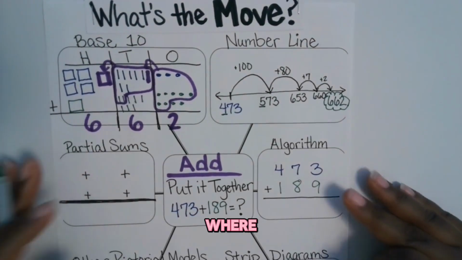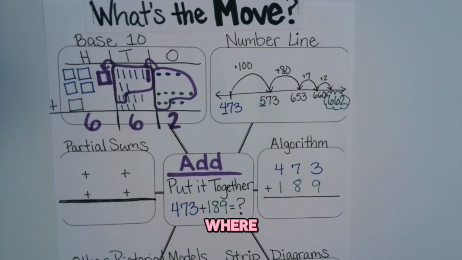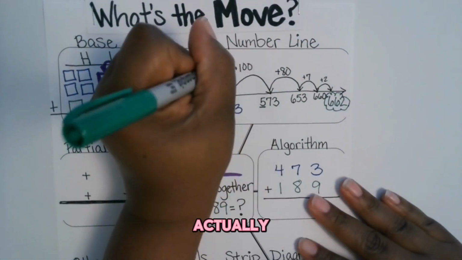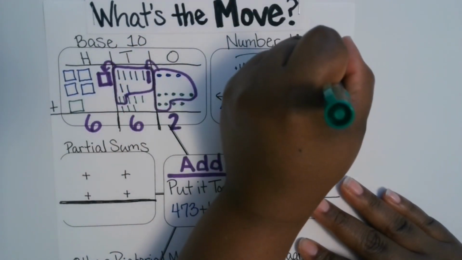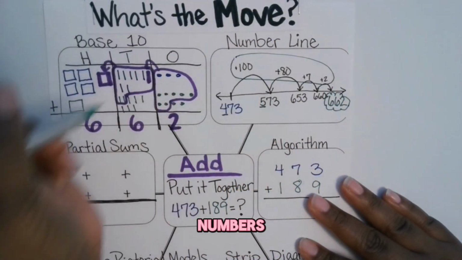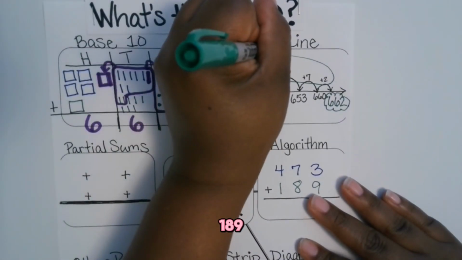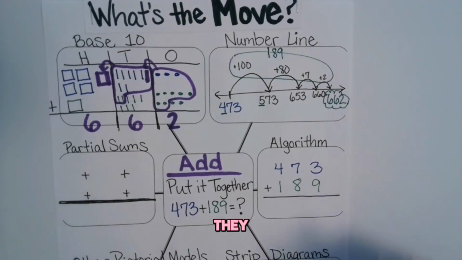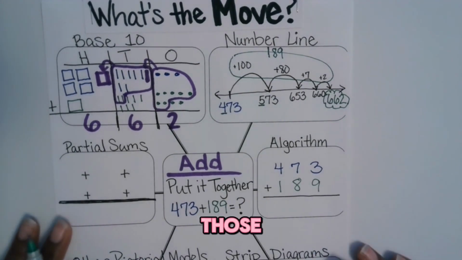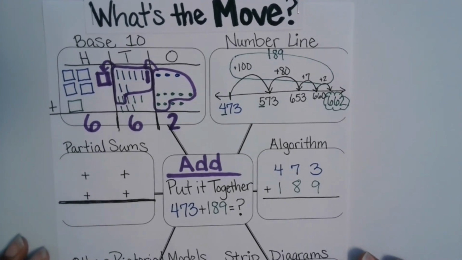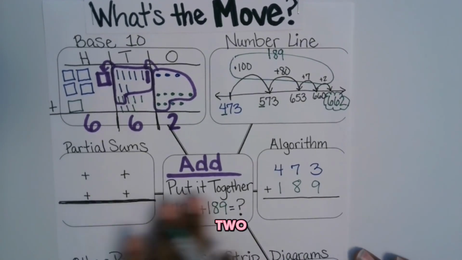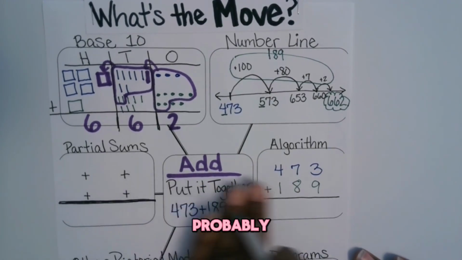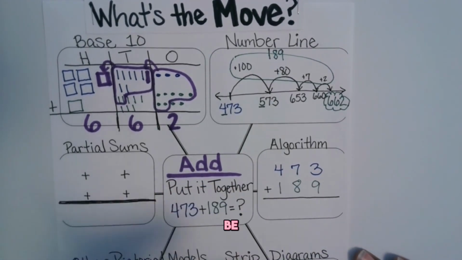Well, you might be wondering, where is the number that I'm adding? Where is the 189? It's actually represented through your jumps. When we combine all of these numbers, it equals our 189, the number that we're adding. So again, they want the students to know how to come up with the solution in different ways. And this is one of those ways, the number line. I'm going to come back to these two because these two are probably the last things that they will see. They want them to be able to represent the other ways.